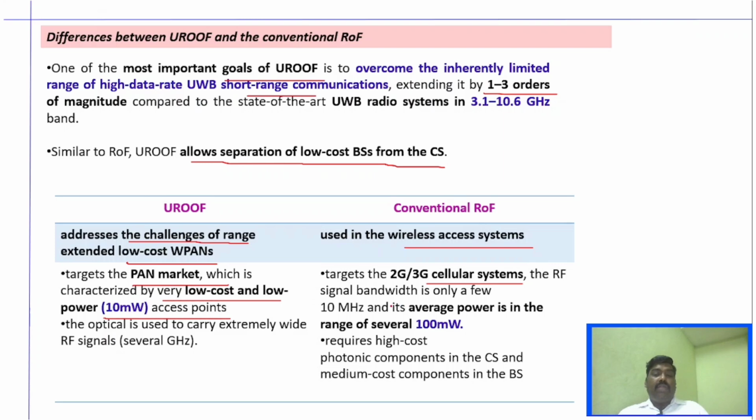Here the RF signal bandwidth is only 10 megahertz, and its average power is several 100 milliwatts. In conventional RoF, the optical is used to carry extremely wide RF signals, and it requires high cost photonic components in the central station and medium cost components in the base stations. This is the basic difference between UROF and conventional RoF. In working it is the same, but UROF is mainly focused on PAN, personal area network, whereas RoF is mainly focused on cellular systems.